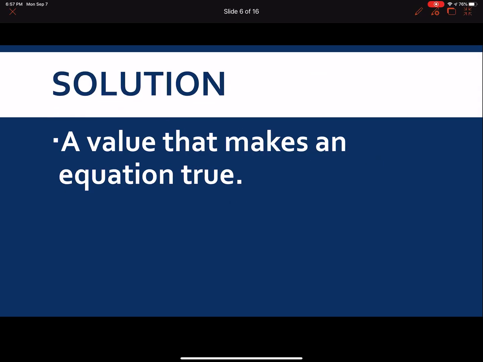Our next vocab is solution. And solution is one of those words that you've probably heard before. A solution is a value that makes an equation true. So basically we could say the answer to an equation.